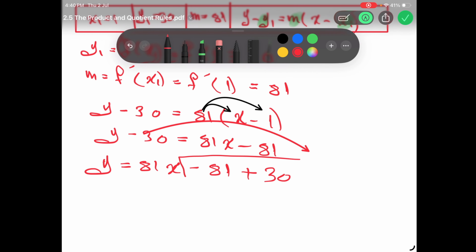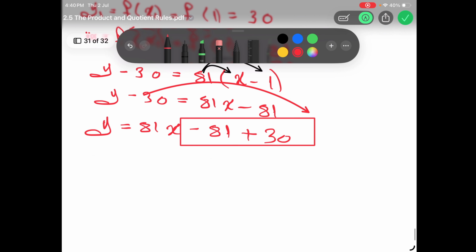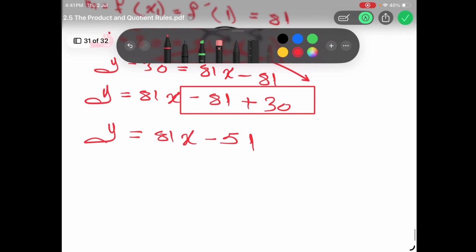I will glue these two together. If you glue them, it will be minus 51. So y equals 81x minus 51 in slope intercept form. So this is how we can beautifully find the slope intercept form for this tangent.